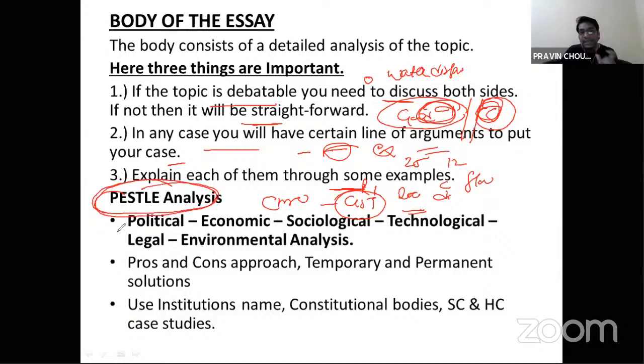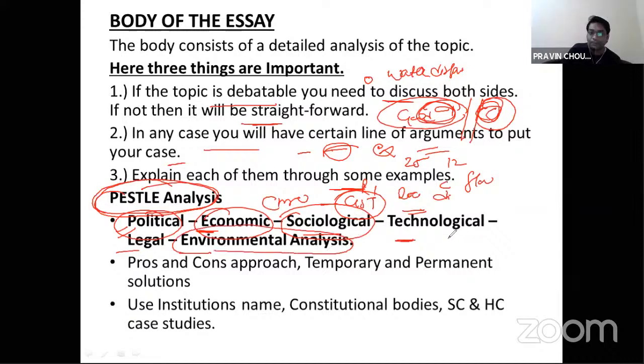The PESTLE analysis basically stands for P, political. Every essay has some political dimension, every essay has some economic dimension, every essay has some sociological dimension, every essay has some technological dimension, legal, environmental analysis. So you can use these areas in your essay writing. You have to write something about political, take some economic stand, some sociological stand, technological stand, legal, environmental analysis.